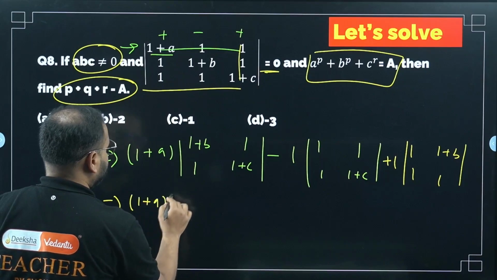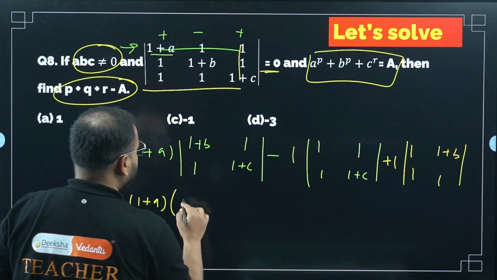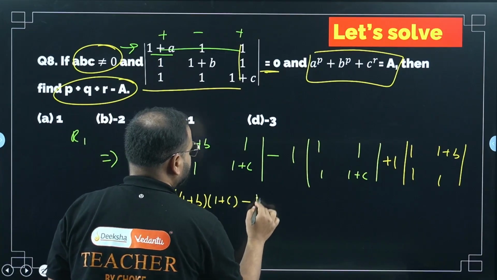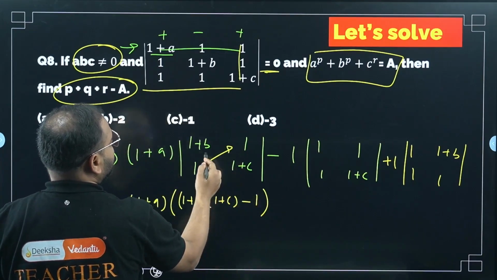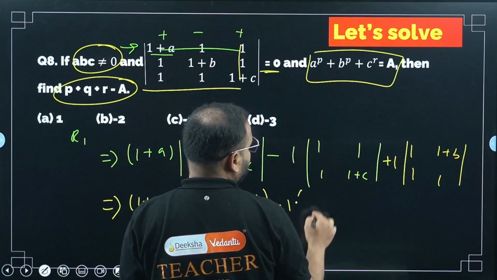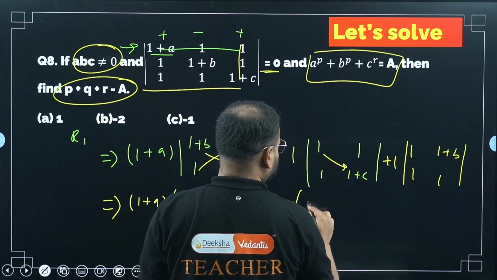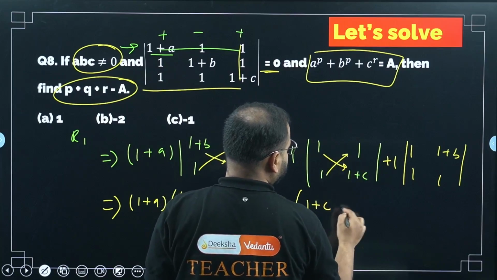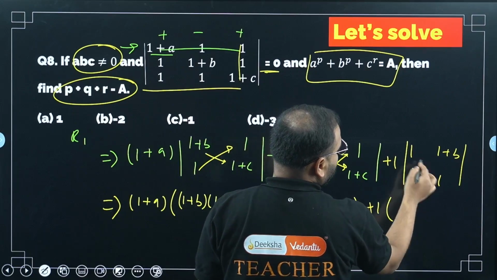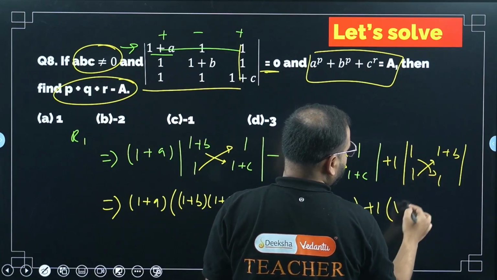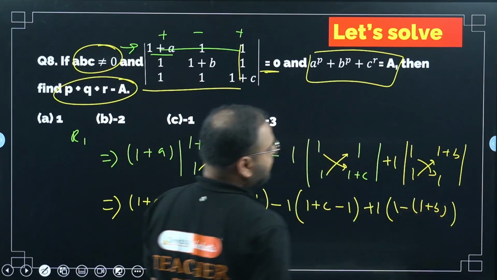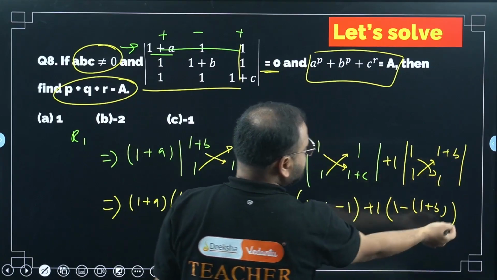1 plus A times, this will simply be 1 plus B, 1 plus C, minus 1, bacha. Correct? Because this is going to be minus 1, this is going to be 1 plus C times 1 plus B. What will this be? Minus 1 times of, this is going to be simply 1 plus C, 1 plus C, and this is going to be minus 1. Correct? What about this, bacha? Plus 1 times of 1 and minus. Correct? 1 minus 1 plus B.